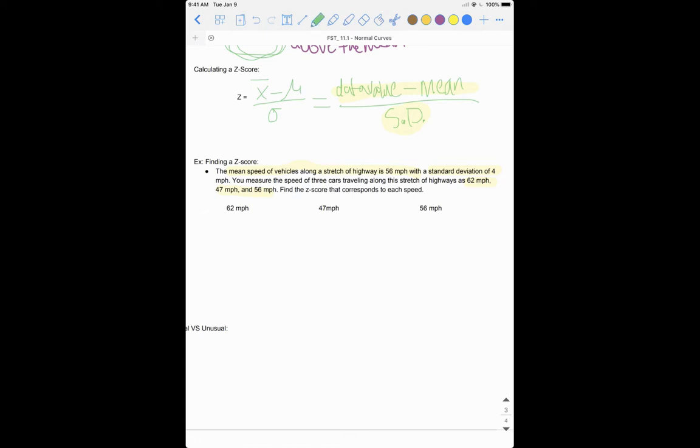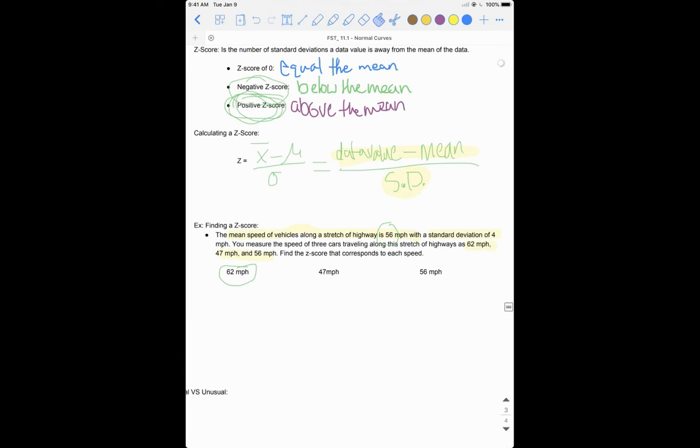So first let's think, okay, 62 miles per hour. Is that above or below our mean? If our mean is 56, it's above, which, if we go back to our previous video, above the mean should be a positive z-score, right? Above the mean tells us we have a positive z-score. So let's go through and calculate.